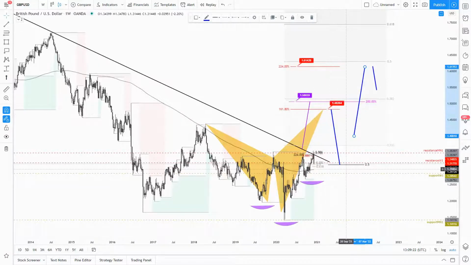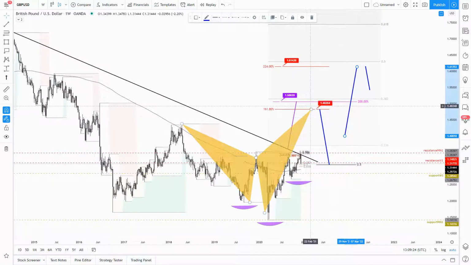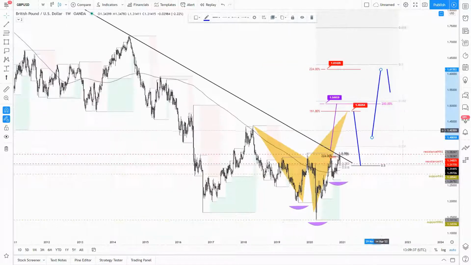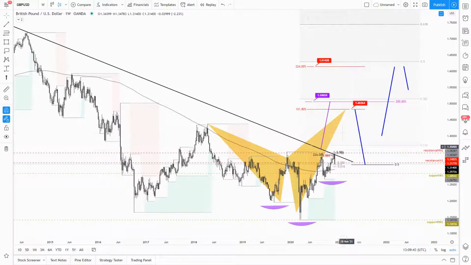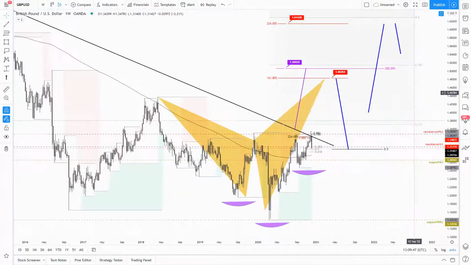If that projection tends to be the reality, then if the price actually prints that pattern for us, we can expect that swing, that retracement. But we need to wait for that to happen, and see in which circumstances and in which market environment the market will trade at those levels.